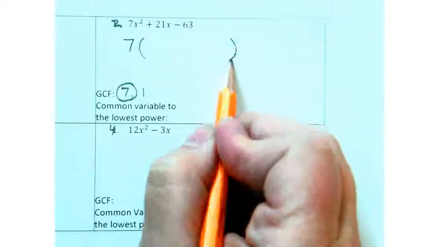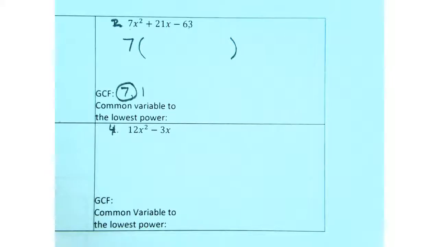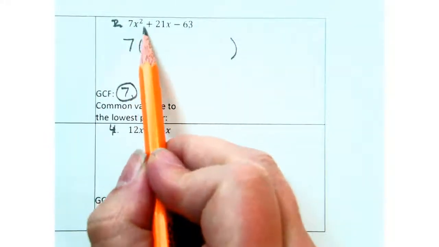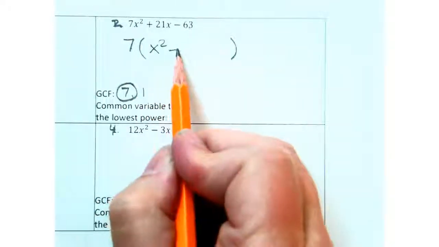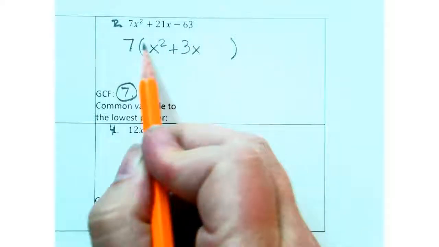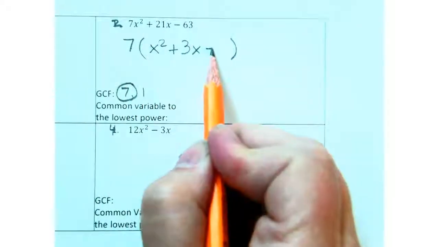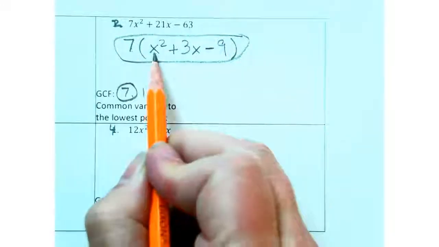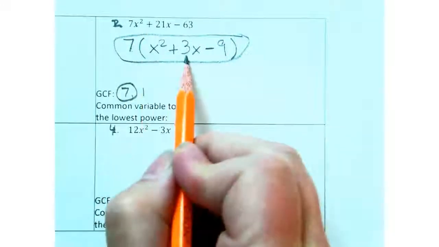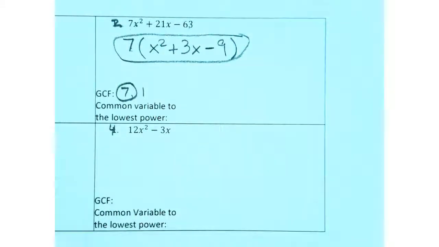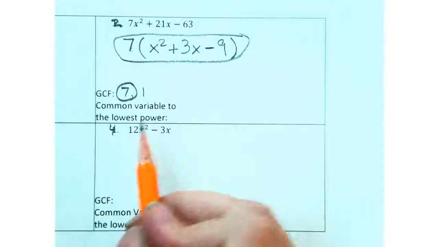Write a parentheses. 7x squared divided by 7 is x squared. 21x divided by 7 is 3x. Negative 63 divided by 7 is negative 9. Check by multiplying. 7 times x squared is 7x squared. 7 times 3x is 21x. 7 times negative 9 is negative 63. This is the correct factoring.